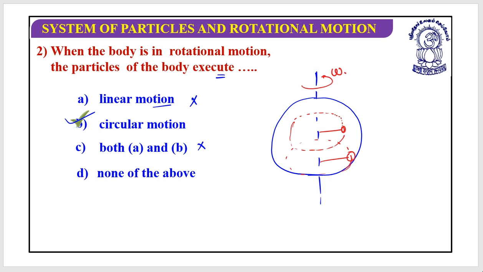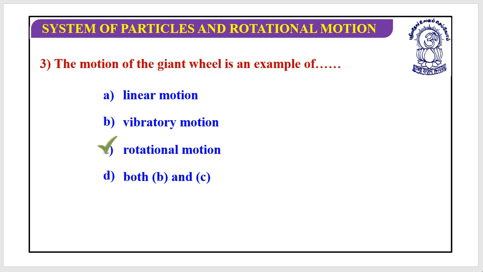Next, the motion of a giant wheel is an example of rotational motion, because its center would be there, and it is moving about a fixed axis. So this is rotational motion. Did you get this? Are you sure?